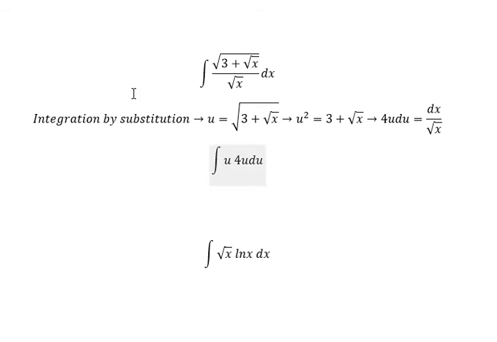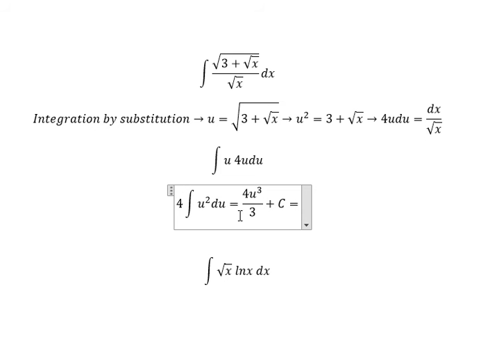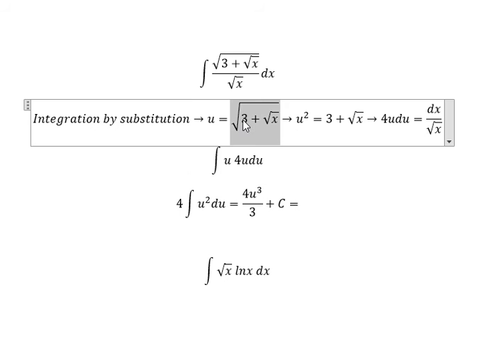And then we got 4 multiplied with the square root, multiplied with the integral of u squared du. And we got u to the power of 3 over 3. Then u, that's this one.